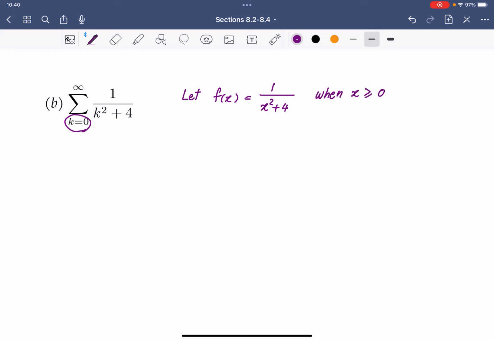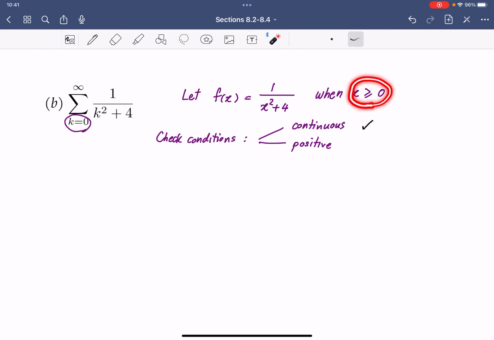We have to check some conditions. Condition number 1: it is continuous. It is obvious that it is continuous, because the function is 1 over x squared plus 4. There's no way that you're gonna get 0 in the denominator. So the function is continuous. Is the function positive? It is always positive. If you plug in x greater than 0 here, x squared is greater than 0, and then plus 4 is greater than 0. So it is clear that it's positive.